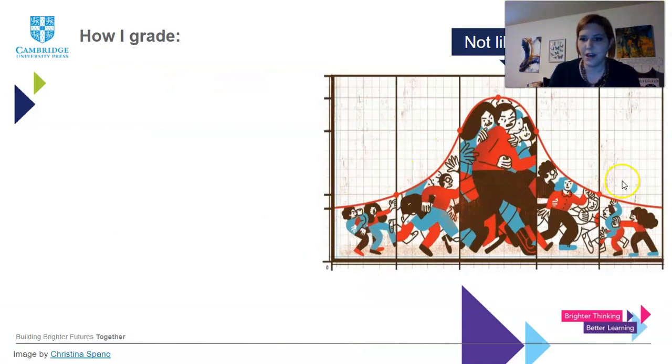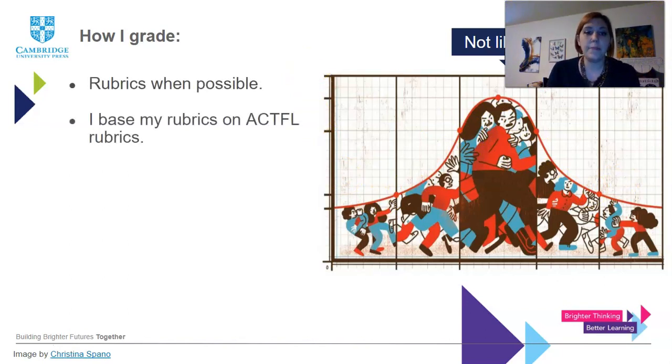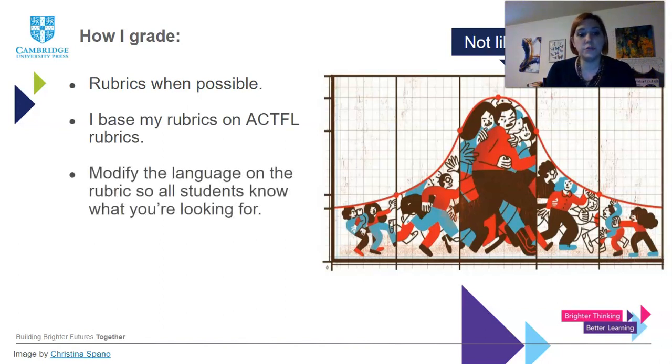Here's a little bit on how I grade. Not on a curve where you compare kids to each other, but rather I use as many rubrics as possible. I base them on the ACTFL rubrics, but I do change the language. ACTFL tends to be a bit wordy. It tends to be written for adults who are themselves language teachers. It's not language that a fifth grader is going to understand, right? And then I use different rubrics for my fifth graders than I do for my eighth graders, than I do for my 11th and 12th graders.